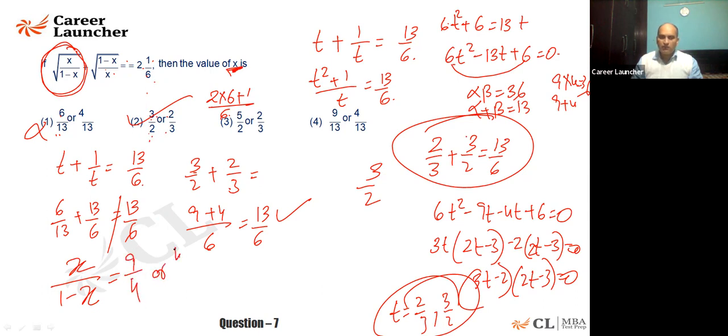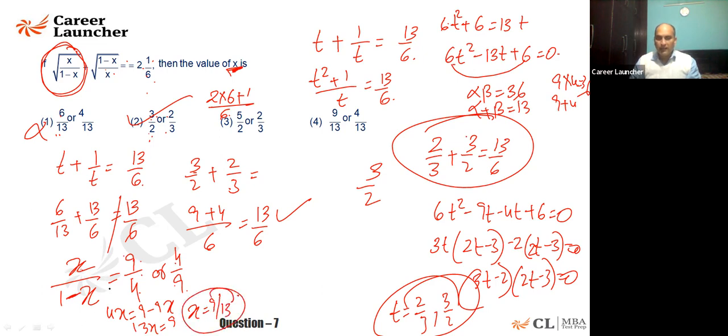Some of you must be thinking, why are you not writing 4/9, sir? You can write that also. But you know 1 minus x and this x is less than 1. I can say it is equal to either 9/4 or 4/9. Is it clear? So we will cross multiply. 4x is equal to 9 minus 9x. I'll say 13x is equal to 9. X is equal to 9/13.